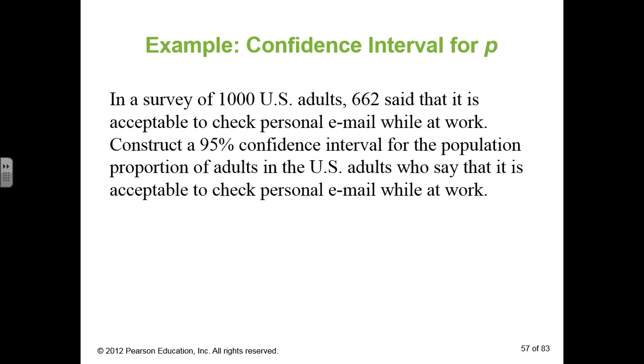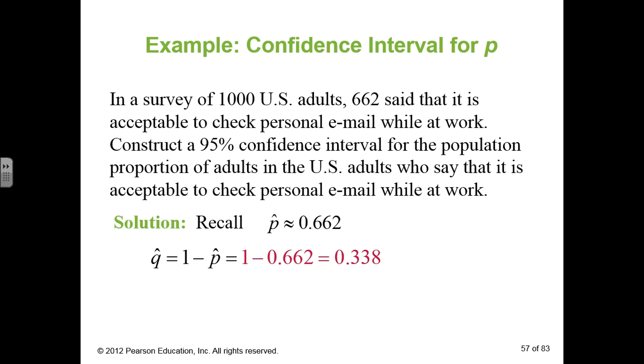So let's look at an example on finding a confidence interval. We're going to continue on with the example we saw a minute ago with the U.S. adults who think it's acceptable to check personal emails while at work. Remember, we surveyed 1,000 adults, and of that 1,000, 662 said it is acceptable to check their personal emails while at work. Let's construct a 95% confidence interval for the proportion of all U.S. adults who say that it's acceptable to check their personal emails while at work.